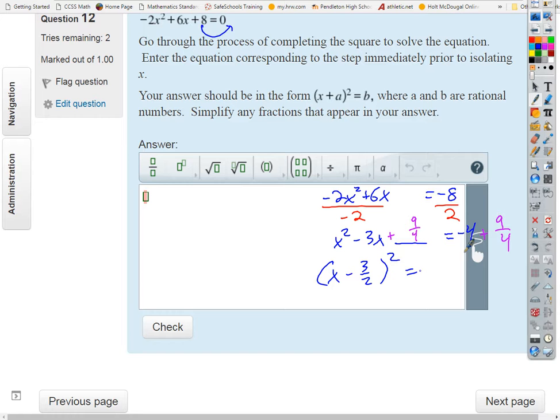And what do I get over here then? So negative 4 over 1 plus 9 over 4. So let's do that part. Negative 4 over 1 will multiply top and bottom by 4 plus 9 fourths. So on the top I get negative 16 plus 9 is negative 7 over my common denominator of 4. So all this stuff just combines to negative 7 fourths. That's my answer.